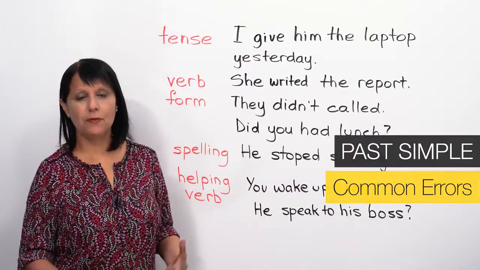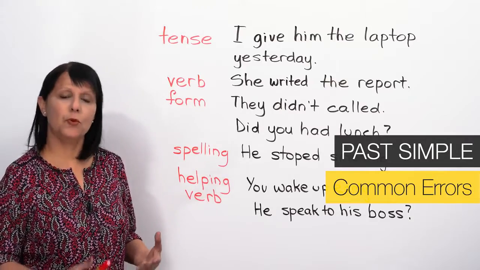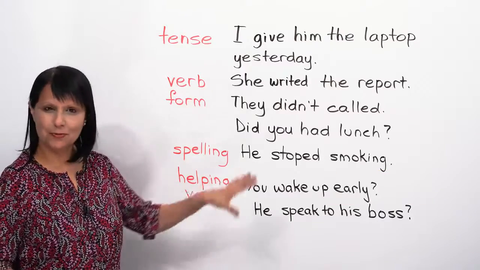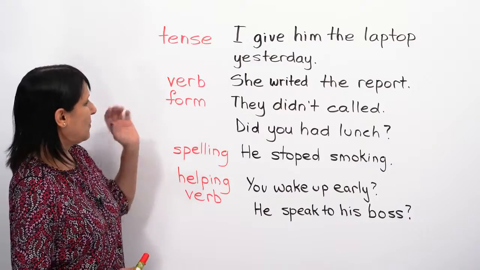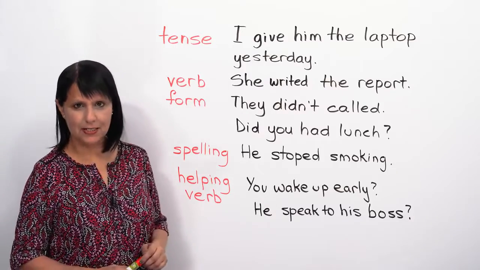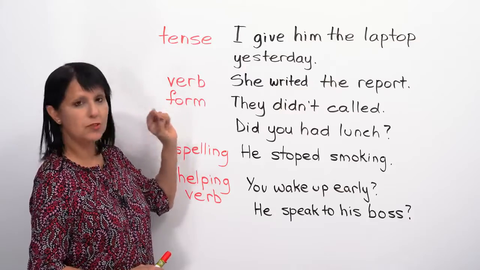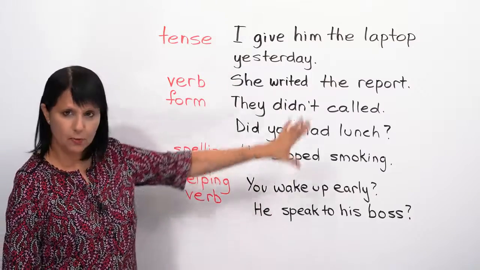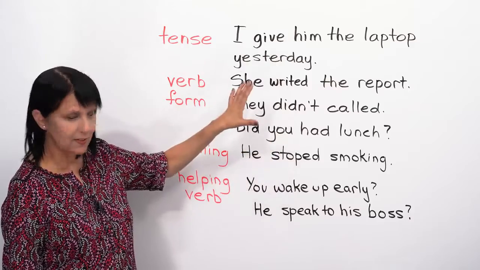Now we'll look at some common mistakes that students make when using the past simple tense. And you can help me to correct them. So, sometimes the mistake is that the student is using the wrong tense. For example, these are all mistakes, all right? We're going to correct them together.